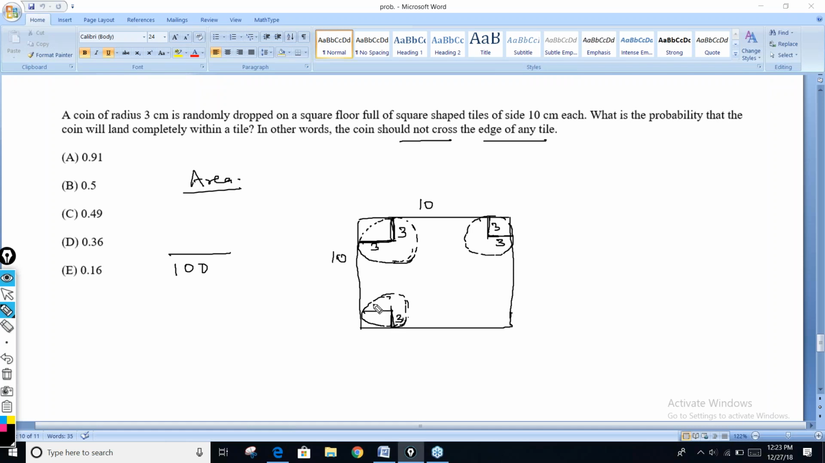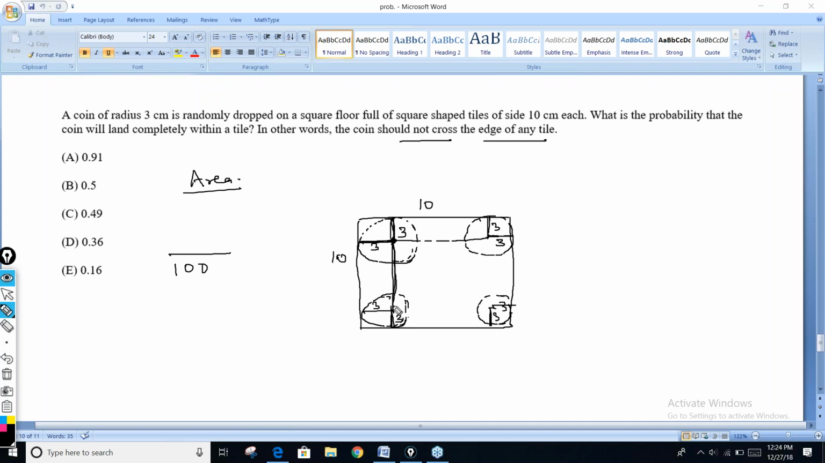So we need to leave 3 from here and 3 from here. And we are taking the picture into consideration all the 4 corners. So 3 from here and 3 from here. So what is that favorable area? The favorable area, the center should lie in this range. That is my favorable area.